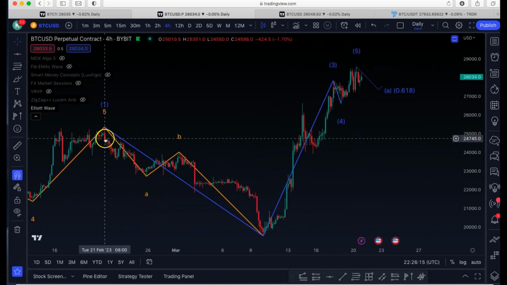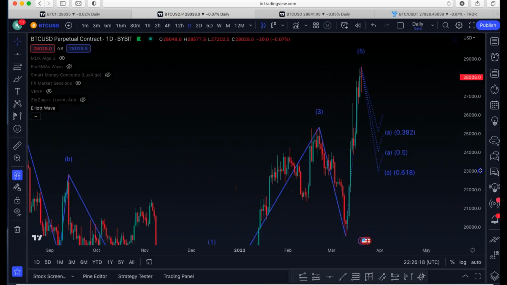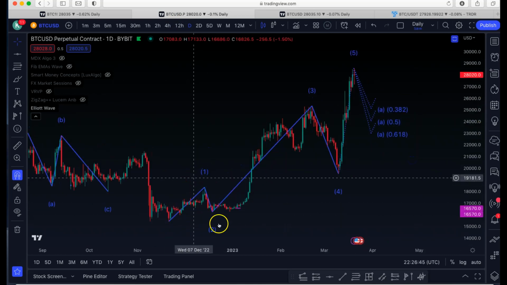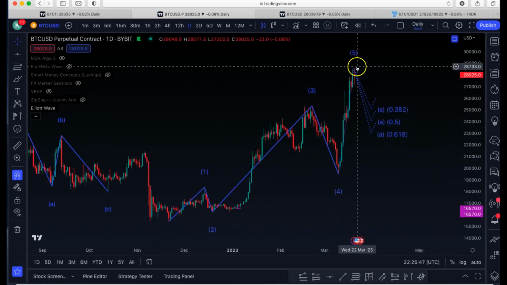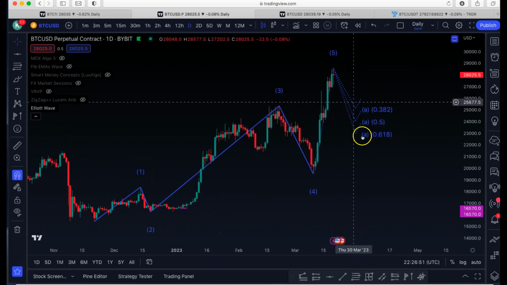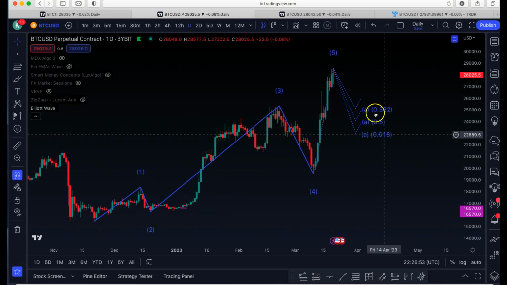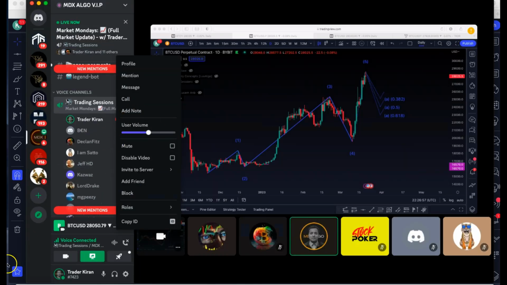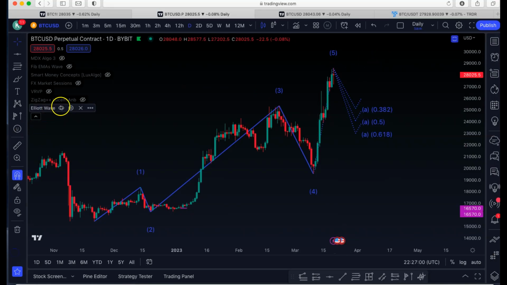This is kind of implying, and of course this is on the 4H, I wonder what the daily shows. Okay, very interesting. We've had wave 1, wave 2, wave 3, wave 4, wave 5, and this does seem to imply there's going to be some kind of retracement along here. But I don't know how seriously you can take that. You can't, it's just for fun.